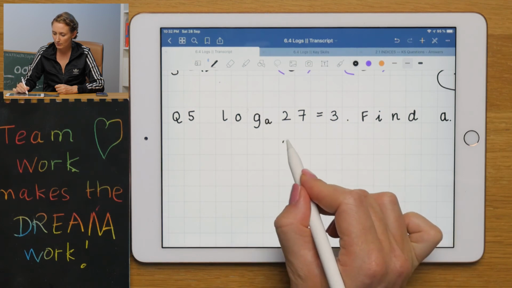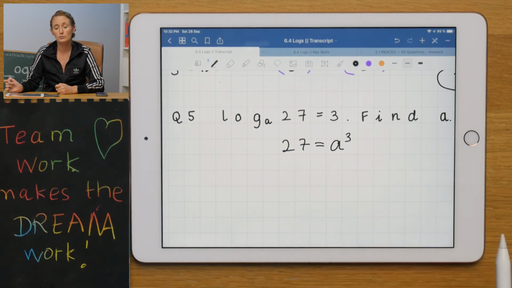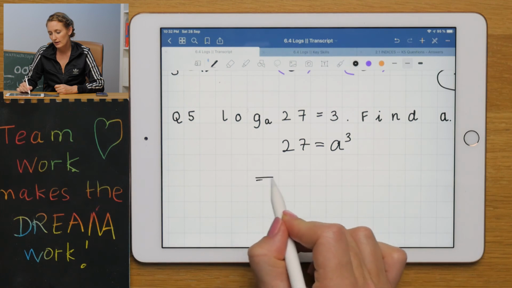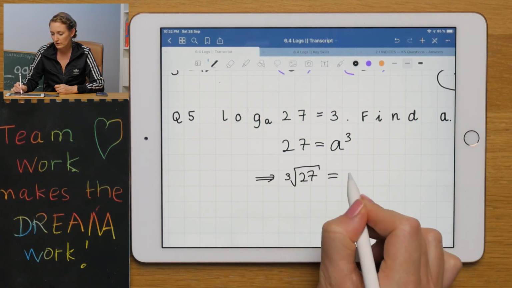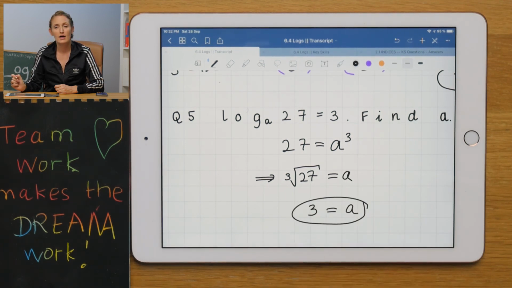Last one in this key skill, we're going to use the same method. A uppercuts 3 up into the air. So what cubed is 27? Something cubed is 27. And the answer is, well, you could do this intermediate step: the cube root of 27 is A, and A is 3. That's Key Skill 1 done.